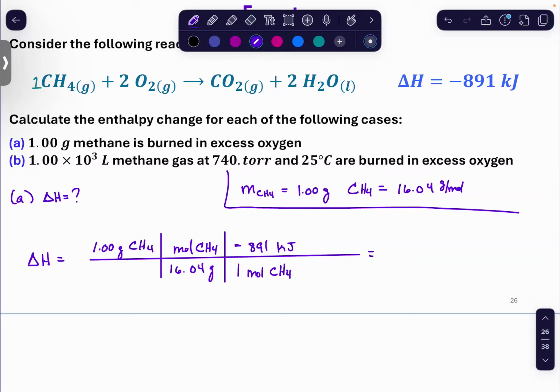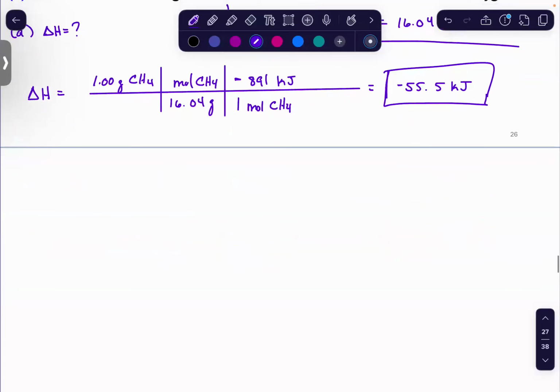Okay, so then I multiply all this up, and for the 1 gram of methane, I get negative 55.5 kilojoules. So when you're seeing chemical equations with an enthalpy attached to them, that's for the moles, the stoichiometric coefficients you see in the chemical equation, and the moles those represent.